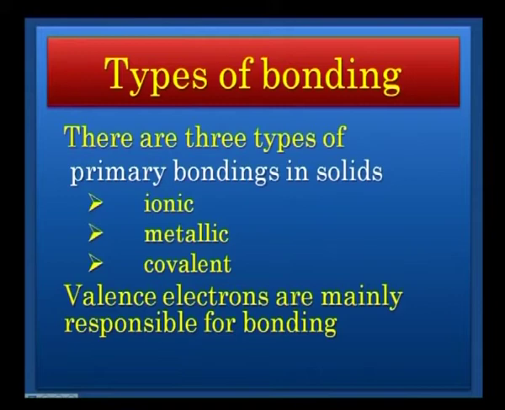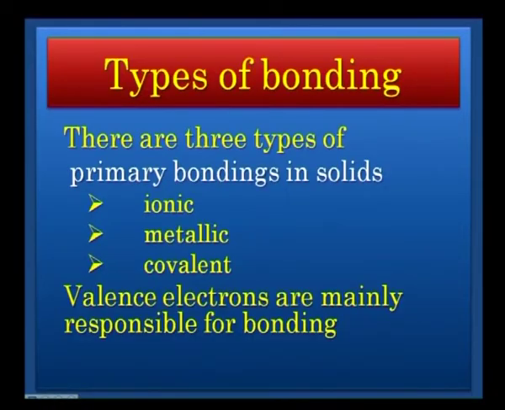So, the types of bonding. Now, I mentioned some time back different solids, copper and silicon and so on. The bondings which exist in silver, copper and NaCl are called the primary bondings, because the bonding energy will be very large. The primary bondings are of three types, namely ionic, metallic and covalent. Again, the valence electrons are mainly responsible for bonding in all three cases, right.